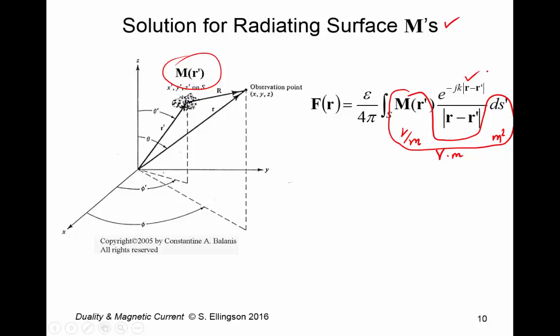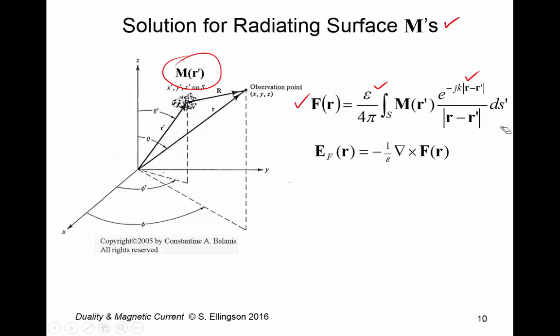Phase function divided by magnitude function. We integrate over that whole thing. Epsilon divided by 4 pi obtained from duality. This gives us the electric vector potential. Now what? Let me erase some things to make this clear.